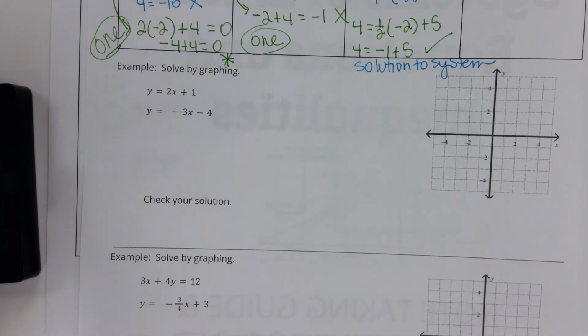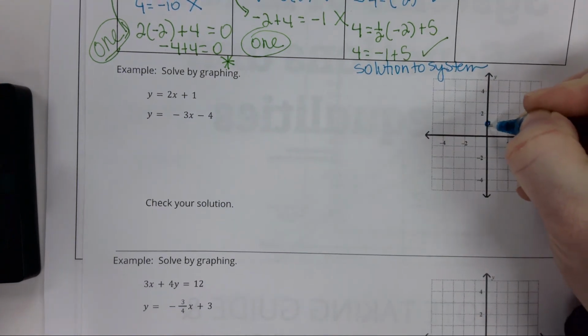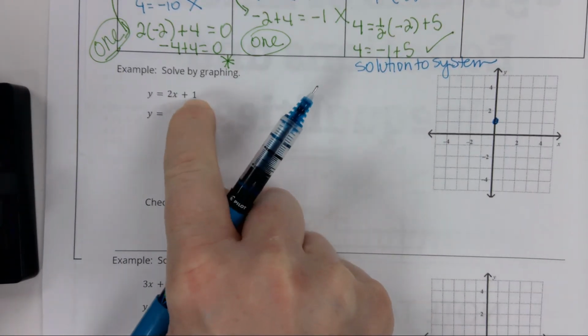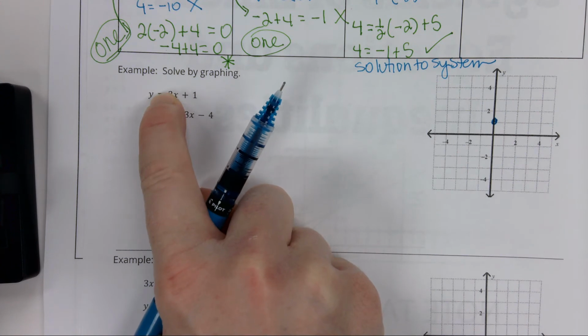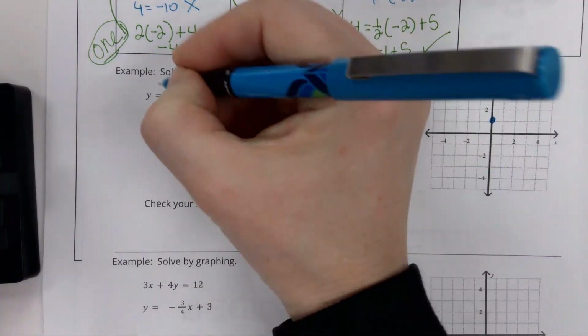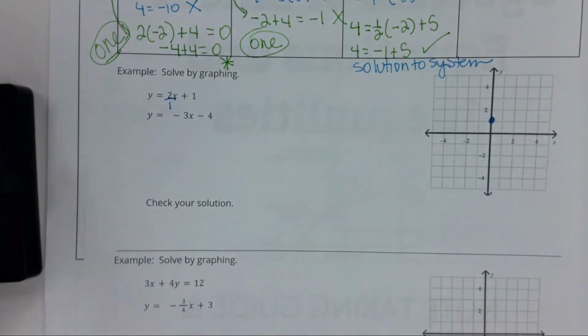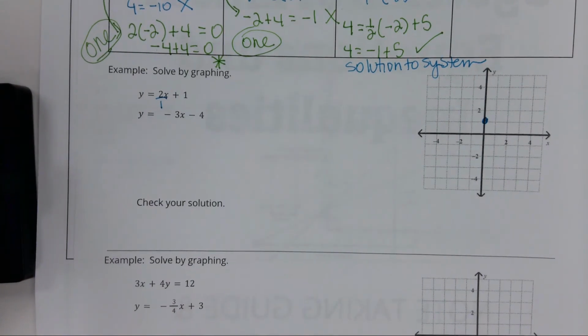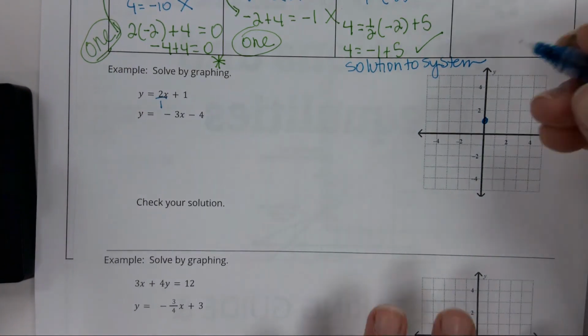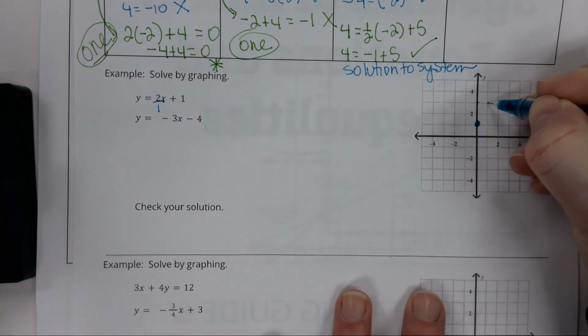The y-intercept is 1. Okay. The slope is 2. So, Corey, what should I do if the slope is 2? What do you think? Rise over run. Take a guess. Michaela? Go up 2 and then over 1.